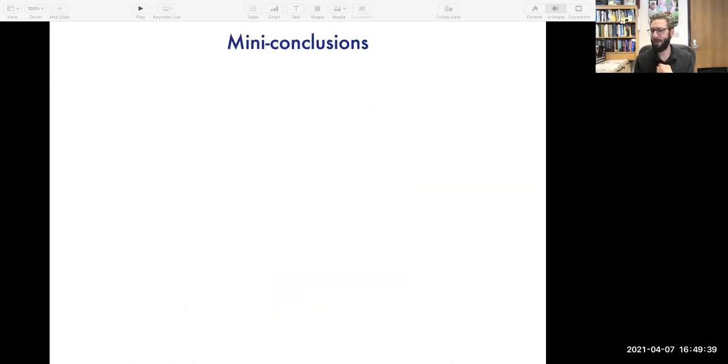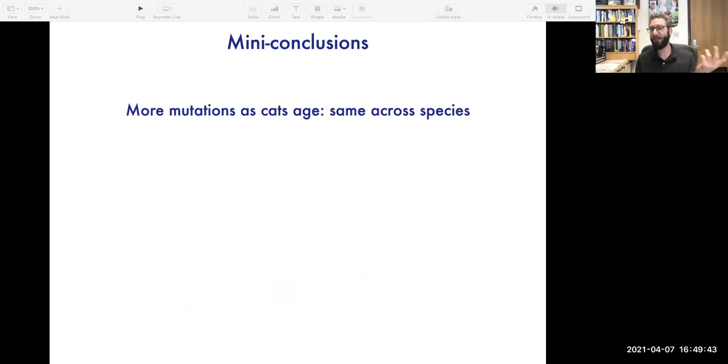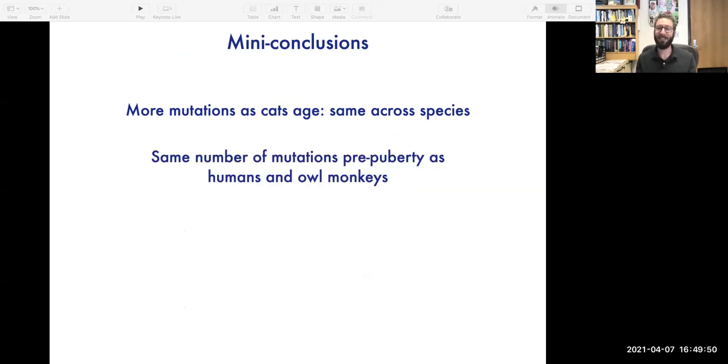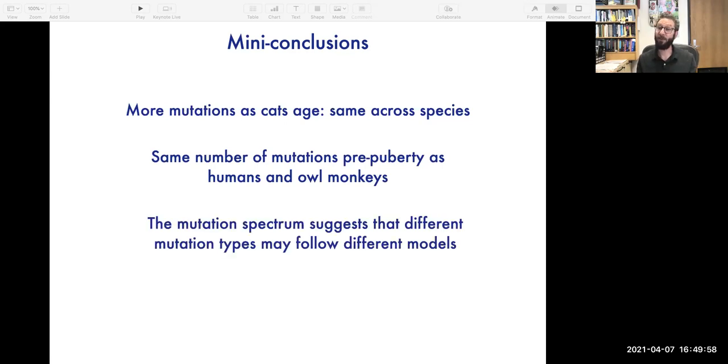Okay, so mini conclusions, because I've got one more section that I want to use those ideas for. More mutations as cats age, again the same across species, same or not different slope. Same number of mutations pre-puberty in cats as in either humans or owl monkeys, but different than macaques. And the mutation spectrum, not just the mutation number, suggests that different mutation types may follow different models. They all may have slightly different clocks.